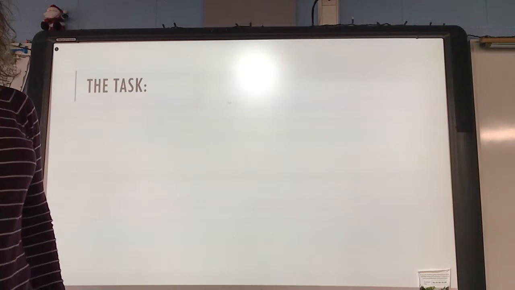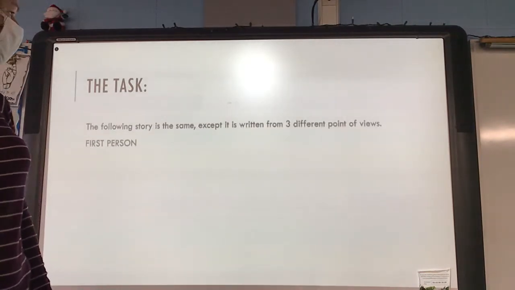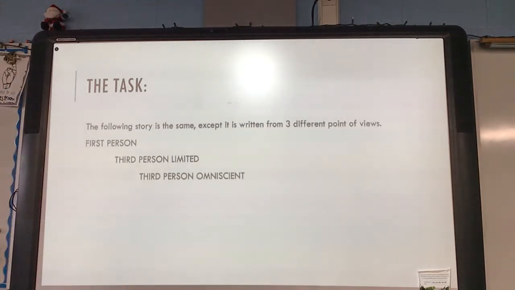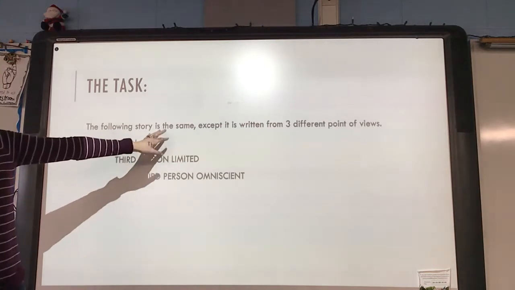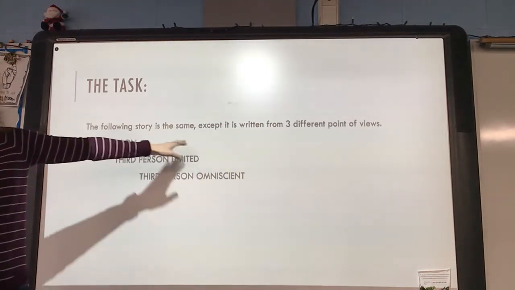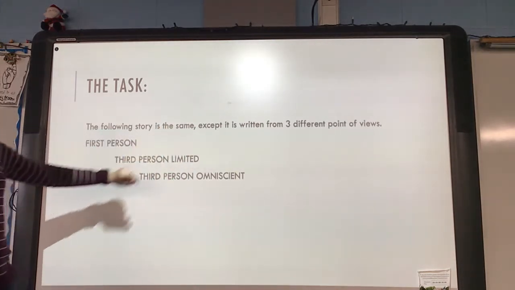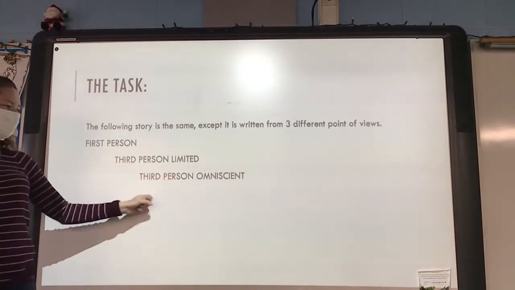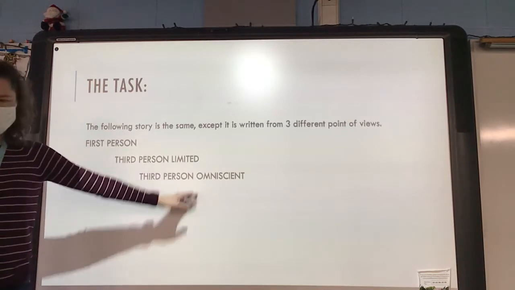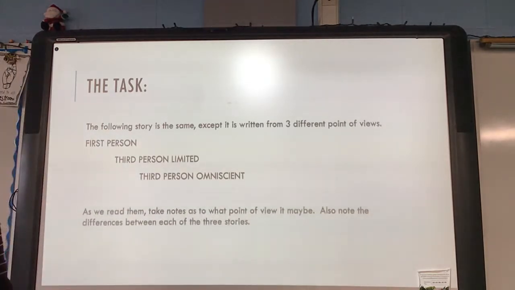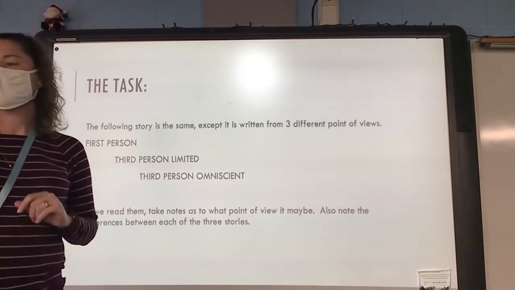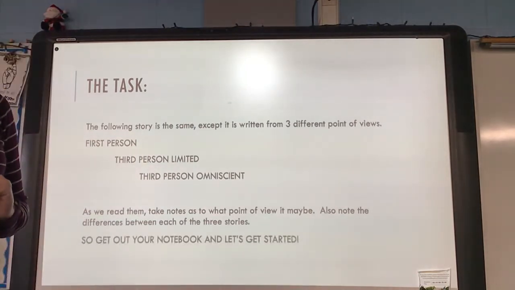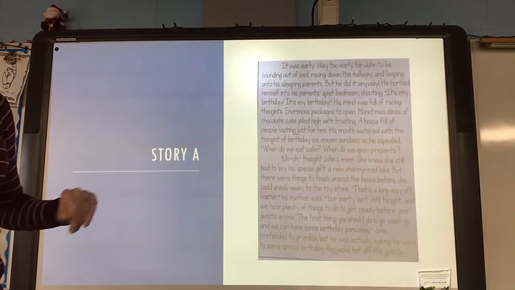So, this is what you had to do yesterday. I'm going to put them all up here. You had to read the stories, right? They were all the same, which you may or may not have caught on to. Okay, except they were from 3 different viewpoints. So these were the viewpoints you were working on: first person, third person limited, and third person omniscient. Okay? So you read those, and then you decided what viewpoint they were.